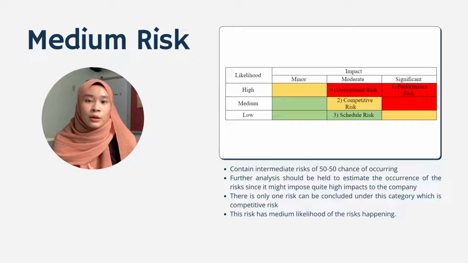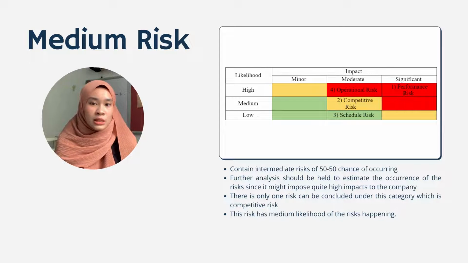Next, for the medium risk, activities in this category contain intermediate risk of a 50-50 chance of occurring. Further analysis should be held to estimate the occurrence of the risk since it might impose quite high impacts to the company. There is only one risk that can be concluded under this category, which is competitive risk. These risks have medium likelihood of the risk happening.